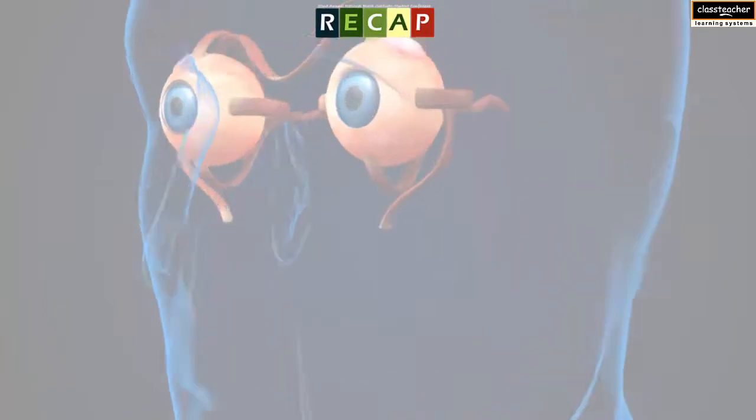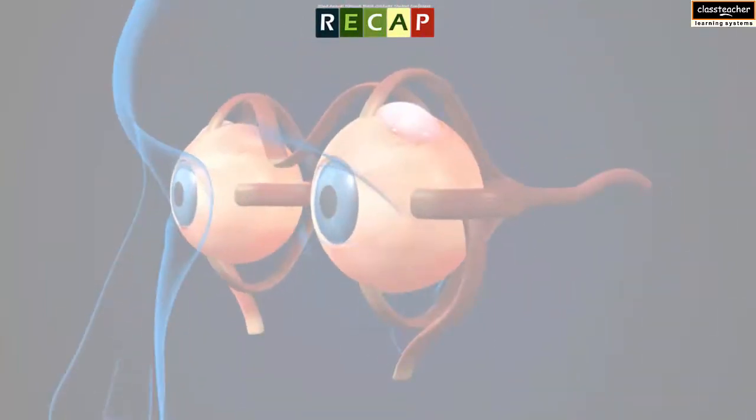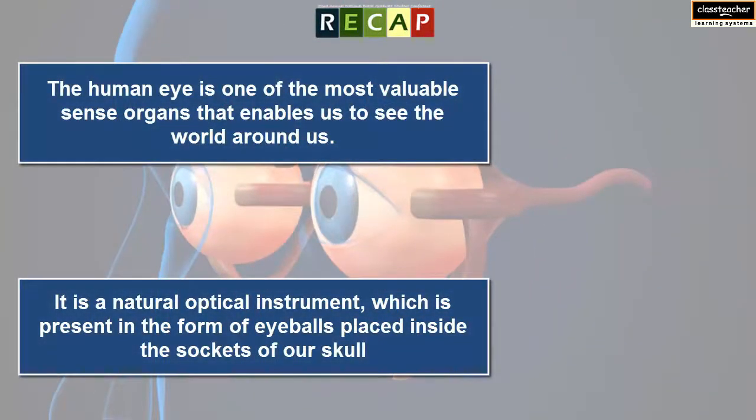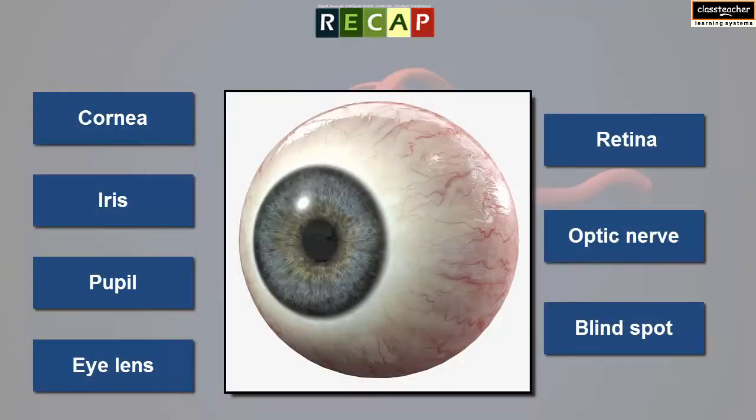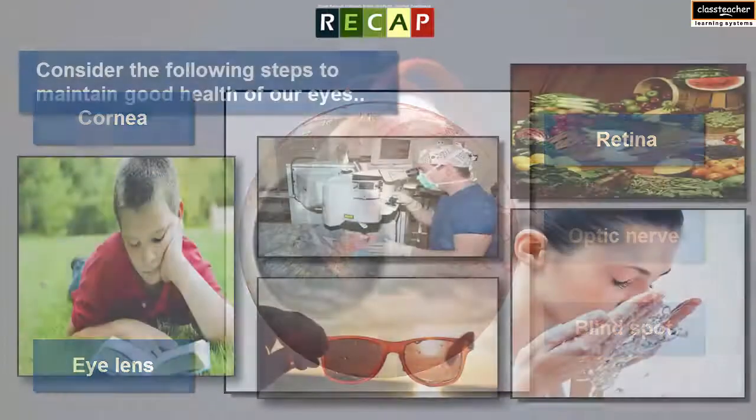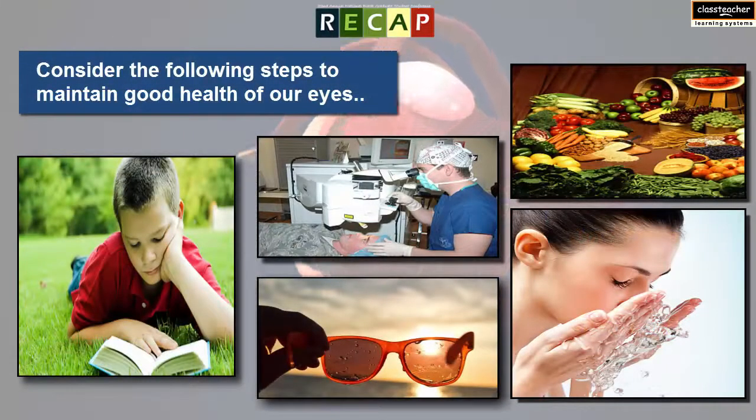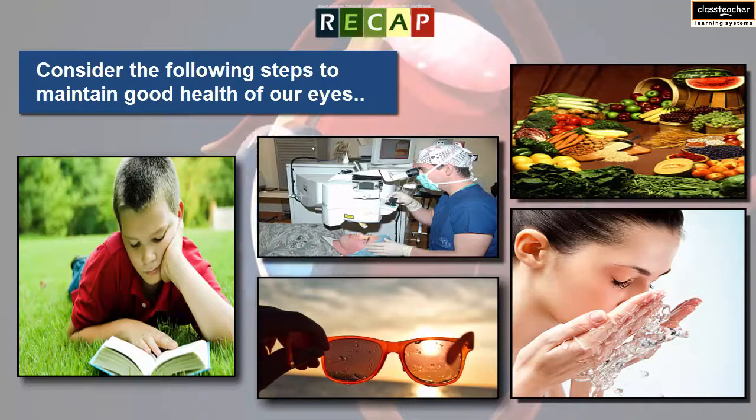Now, let us revise what we have studied so far. The human eye is one of the most valuable sense organs that enables us to see the world around us. The main parts of human eye are... To maintain the health of our eye and to keep our vision sharp, we should consider the following steps as part of our daily routine.